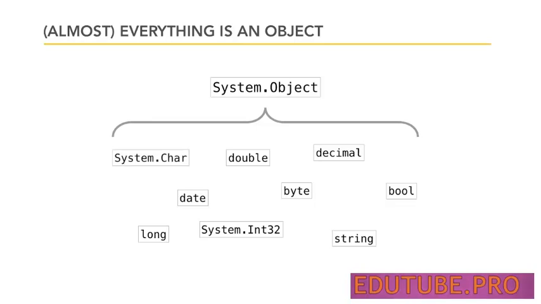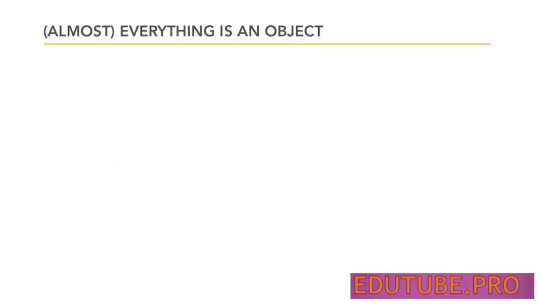The same thing goes for char. A char data type is actually a System.Char object. Same thing with strings. Strings are System.String objects. These all derive from System.Object. And the same is true for all the other objects that you see listed here and all the primitive data types. Dates, bytes, doubles, all of those are actually objects. They derive from System.Object. So why is this important? Well, it lets you do some pretty neat things.